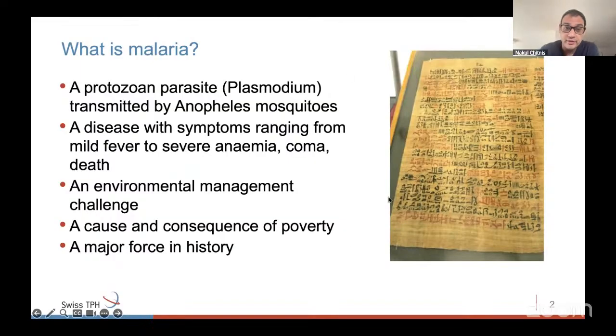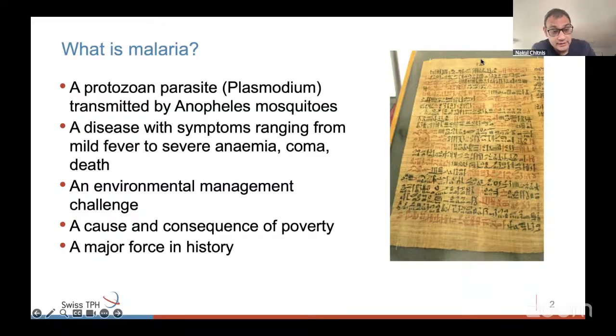Malaria is a very, very old disease. It's probably been with humans for as long as humans have been humans, so it has really evolved with us. The picture you see here is the Ebers papyrus, discovered in Luxor in the 19th century, a text that goes back 3,500 years describing the symptoms of malaria. It's expected that there are written texts describing malaria going back over 5,000 years. So it's really been with us for a very long time.